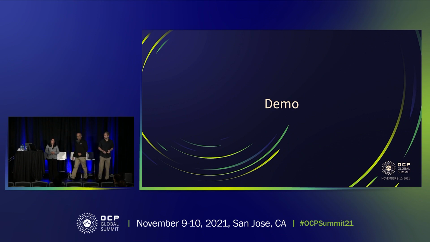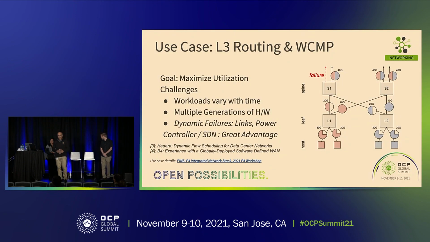Time to talk about demos and use cases. So let's talk about a well-understood, well-known use case, WCMP, and its importance to the data center. In a data center, the goal is always to maximize utilization. You want to maximize the network that you have. And plain old ECMP or even static WCMP is not enough to make this happen. Let me explain.